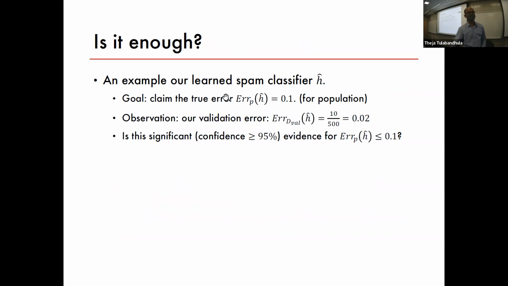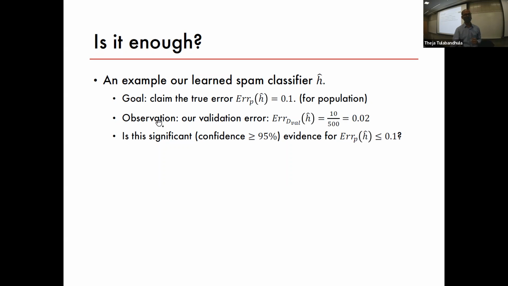So let's say we are learning a classifier H hat. Let's say spam classifier, doesn't matter. Ideally what we want is to build a model which has hopefully less than 10% error. Okay? So we want 10% error in the population. So we want to claim that I have built this H hat using training data, and it's not going to make error greater than 10%. We're going to make a claim using a confidence interval.